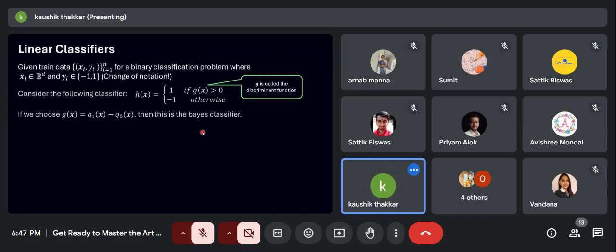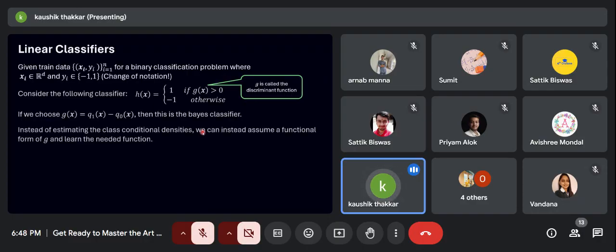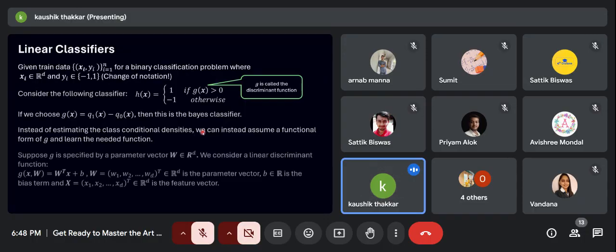This is nothing but the base classifier. So we are looking at a method of building classifiers where instead of learning the class conditional densities, we instead assume a functional form of G and we learn the needed function, right? So now we'll not consider the class conditional densities and all that stuff. We will just assume a functional form of G and learn the needed function, right?